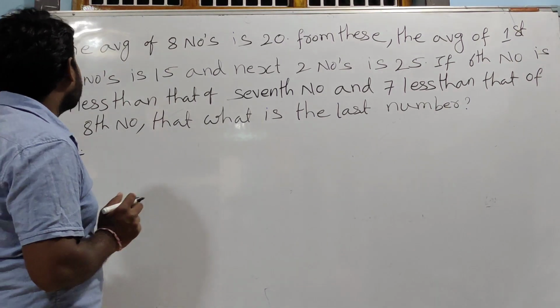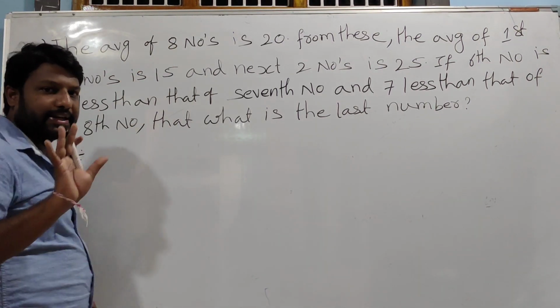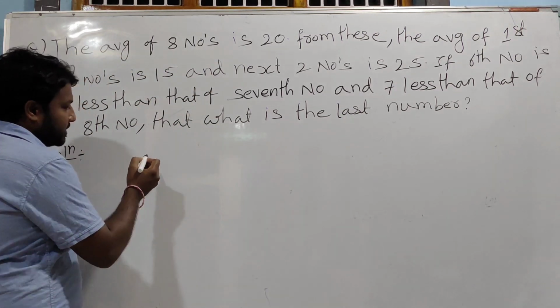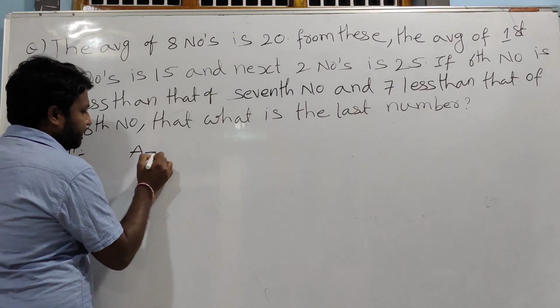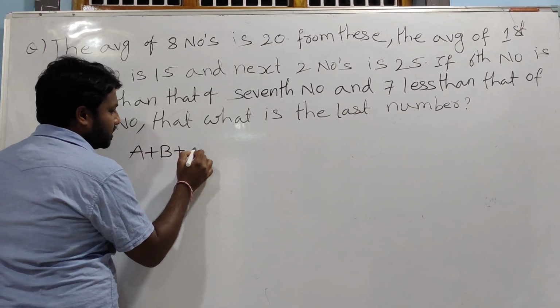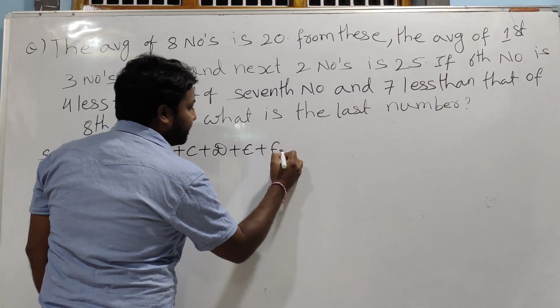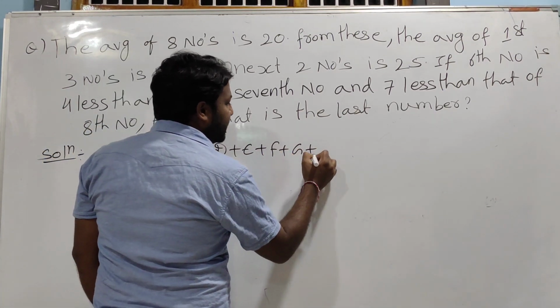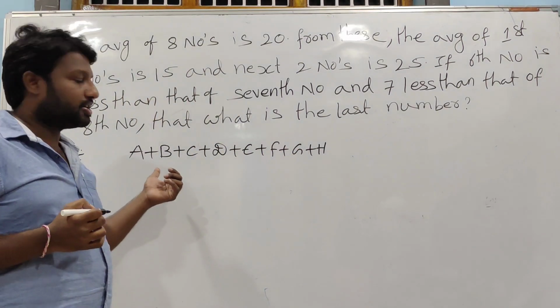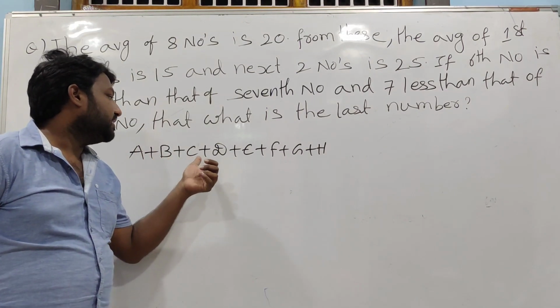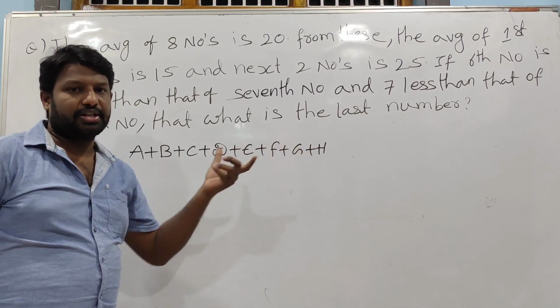Okay. First basic method. Total how many numbers are there? 8 numbers are there. The average of 8 numbers is 20. So I am taking these 8 numbers as, let us say, A, B, C, D, E, F, G and H. These are the 8 numbers.